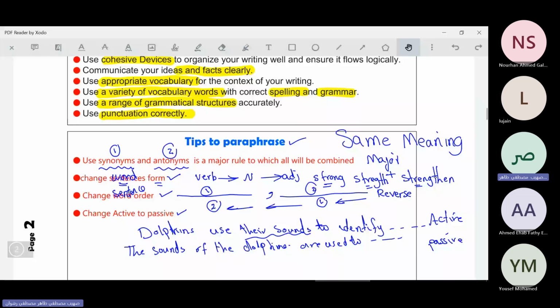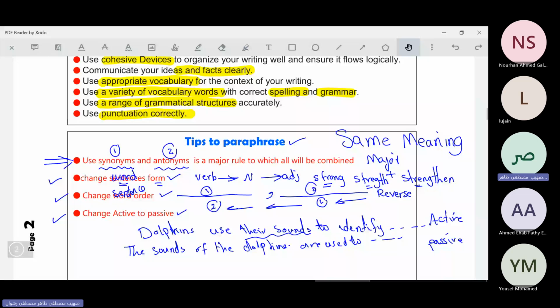These are four major rules by which you can rephrase or paraphrase your points. But keep in mind the first one, it's always used. So we always depend on using synonyms. In addition to synonyms, we can change the word form, we can change the sentence order, and we can change active to passive. Okay, let's apply these rules.